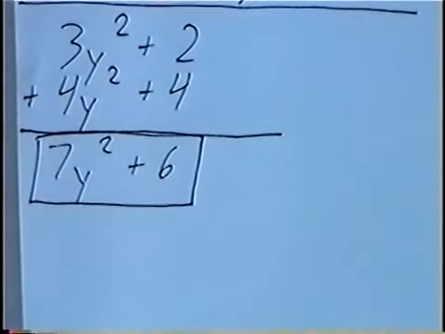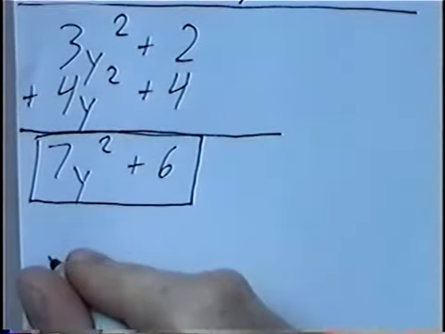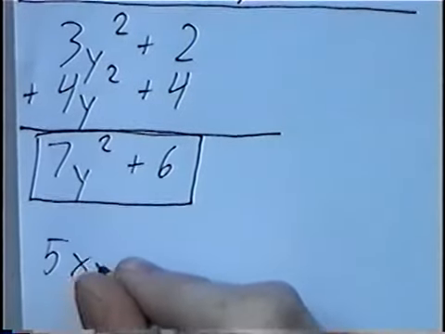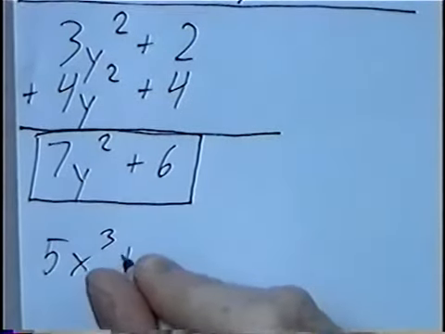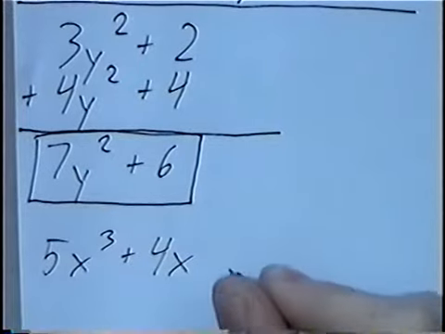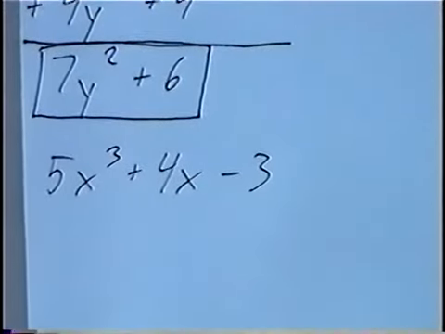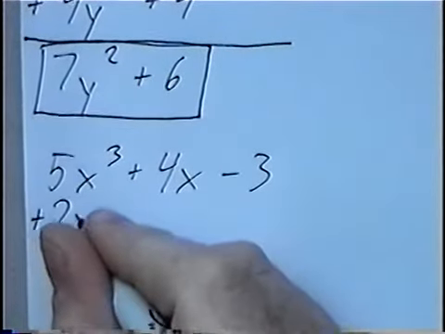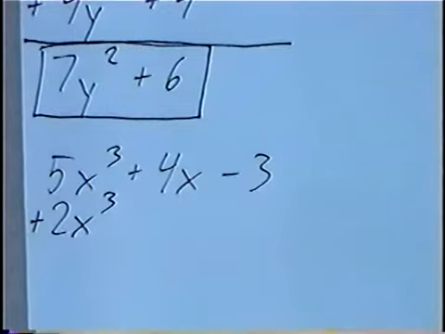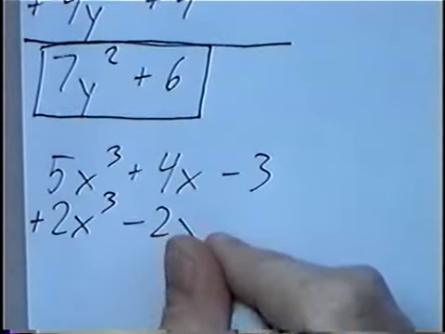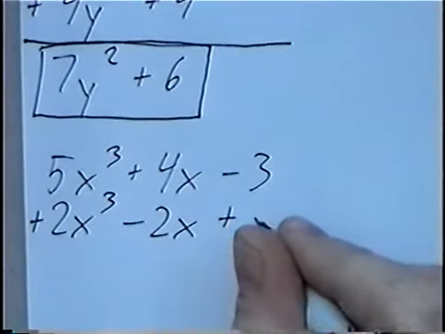Second question. 5x to the third power plus 4x minus 3. And again, underneath we'll have an addition sign, and we'll add to that 2x to the third power minus 2x plus 2.